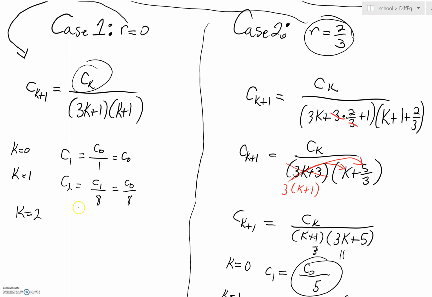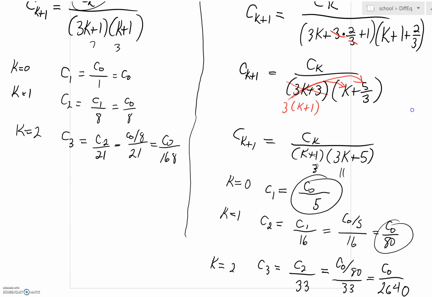We could let k equal 2, we'd get c sub 3. And that would mean that we'd have up here a c sub 2 all over, well, 2 times 3 is 6. 6 plus 1 is a 7. And 2 plus 1 is 3. So 7 times 3 is 21. So we get c sub 2 all over 21. But don't forget, c sub 2 is really c sub 0 all over an 8. And when we bring the 8 down, 8 times 21 will get you 168.